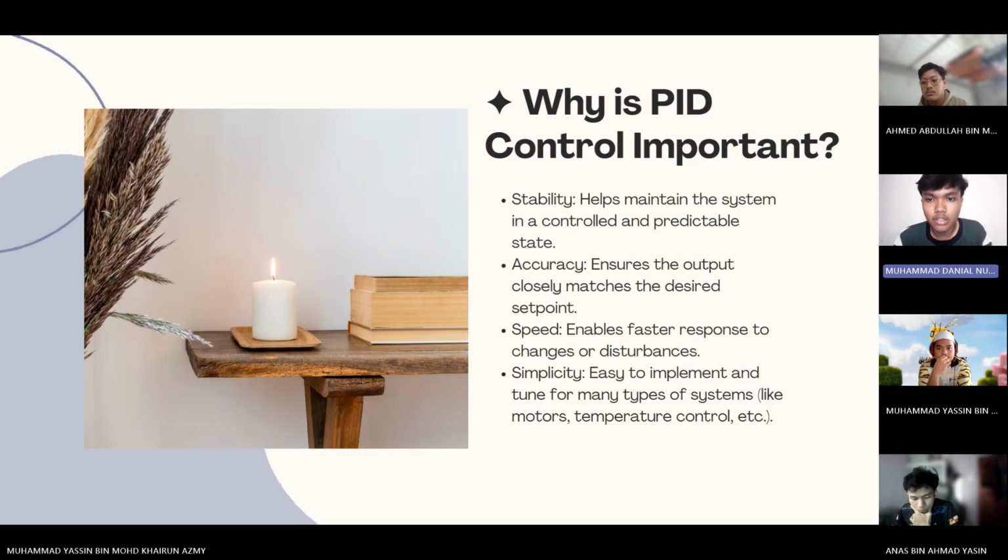Why is PID control important? Stability: it helps maintain the system in a controlled and predictable state. The second one is accuracy: it ensures the output closely matches the desired set point. Speed: it enables faster response to change or disturbance. The last one is simplicity: easy to implement and tune for many types of systems like motors, temperature control, and more.